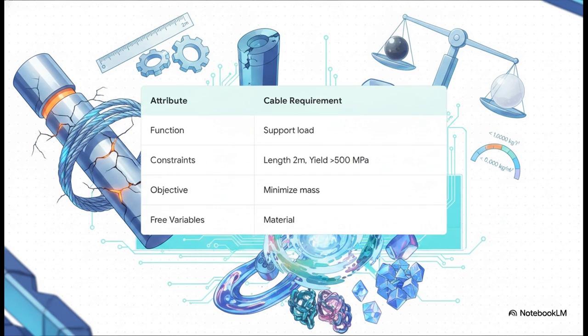We have a specified length, let's say 2 meters, and it absolutely must support tensile stress without yielding. That means its yield strength has to be strictly greater than 500 megapascals. Our objective is to minimize mass, so we're looking for a density of less than 10,000 kilograms per cubic meter. And the free variable? The material itself. That's the one thing we get to choose to make all of this work.